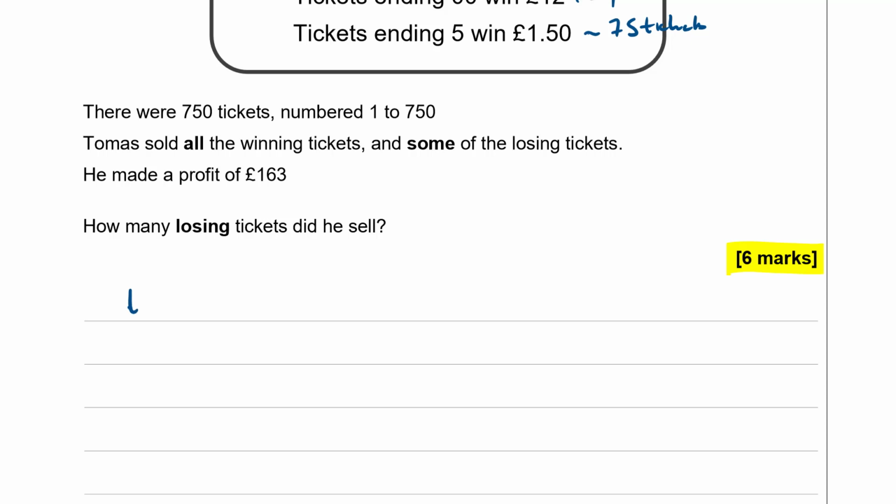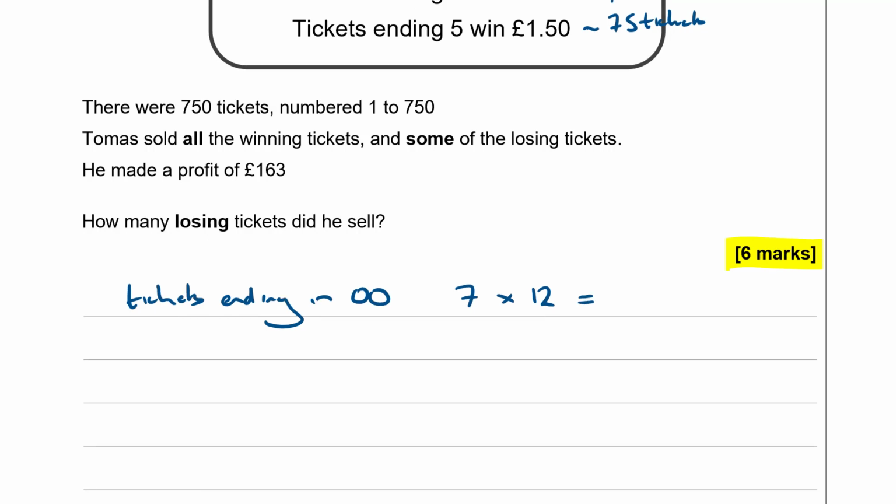So tickets ending in 00, there were 7 of those, and he paid out £12 on each of them. Now 7 times 12 is 84. Okay, now tickets ending in 5. Now there are 75 of those, and every winner paid out £1.50. So 75 times £1.50 is £112.50.